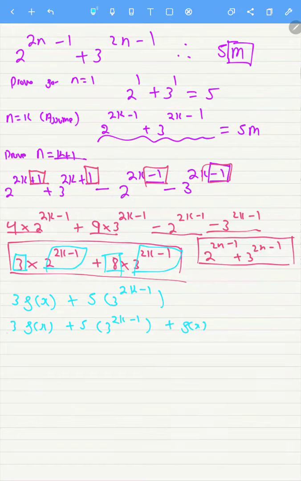So that would be 3 f of x and 1 f of x, so that would be 4 f of x, plus 5 of these.